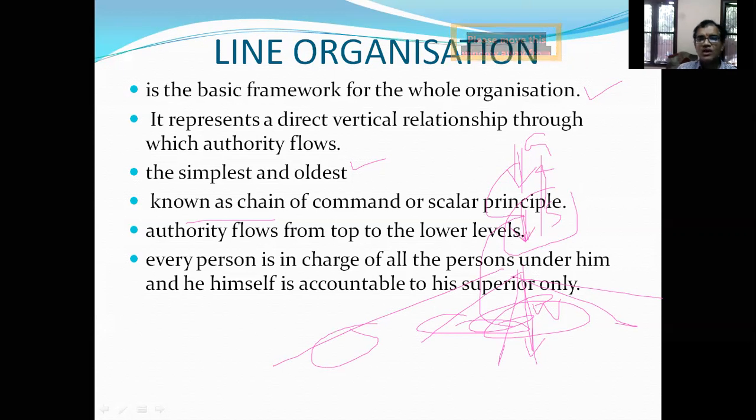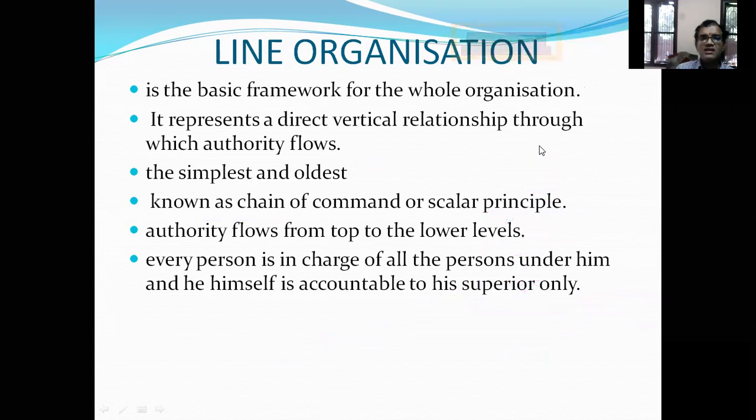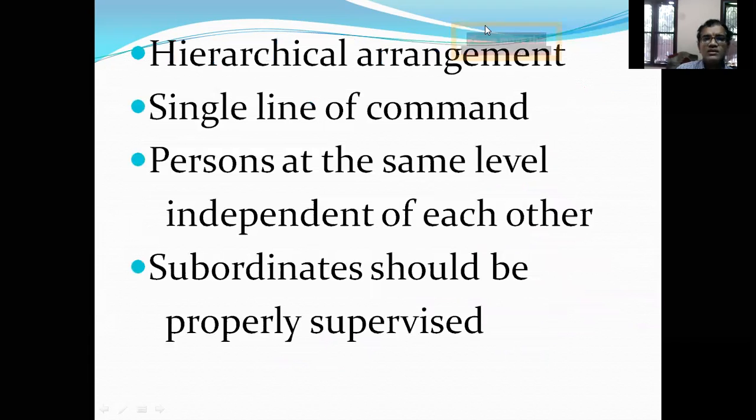So that is what you mean by saying line form of organization. I hope you understood. So the features of line form of organization you can understand: hierarchical arrangement. Hierarchy means a systematic order, a systematic way. A single line of command will be there. No double lines of command. One person is responsible only to his superior. Persons at the same level are independent of each other.